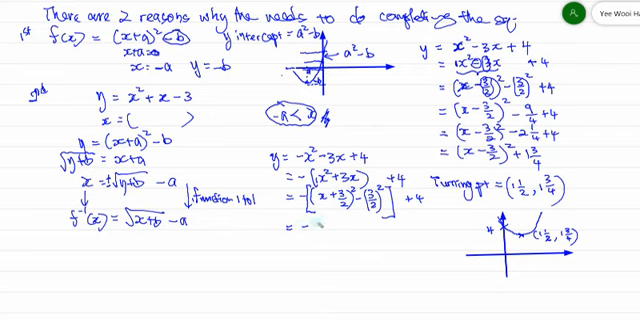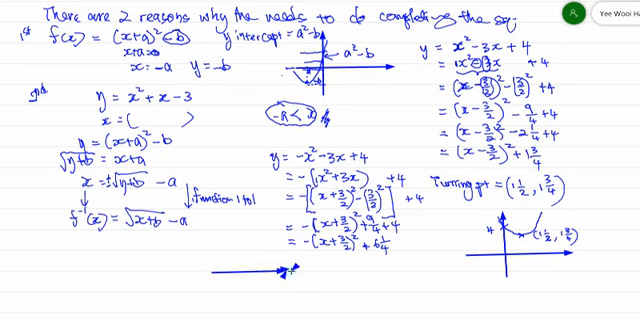Now you simplify what is inside. Now you're going to multiply the negative inside, so it will become x plus 3 over 2 squared, and then minus times minus will become plus 9 over 4, plus 4. So minus (x plus 3 over 2) squared plus 6 and 1/4. Okay, now since it's negative, it becomes a maximum curve.